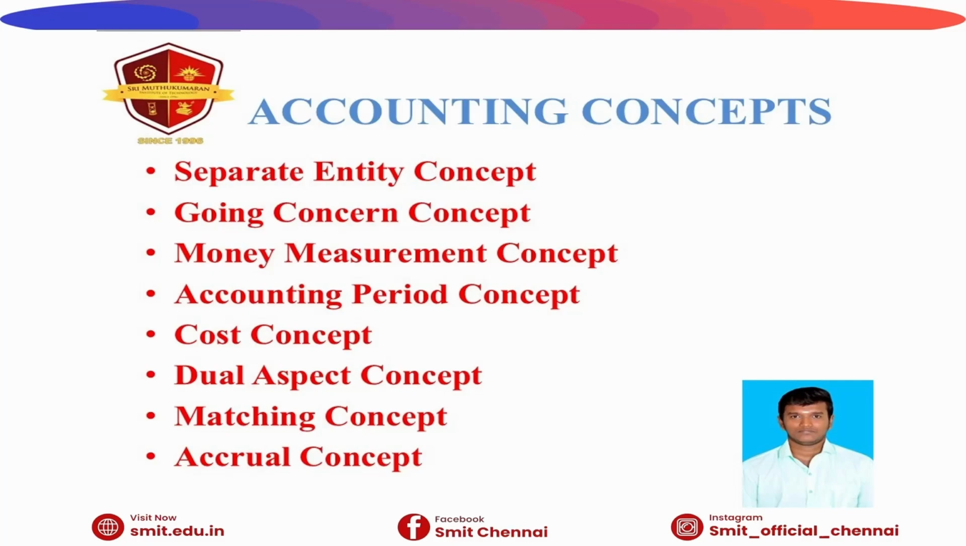And then cost concept. Assets are recorded at the original purchase cost. Next, dual aspect concept. Every transaction has two sides, debit and credit. Matching concept means expenses should be matched with revenues they help generate. Last, accrual concept, record income and expenses when they occur, not when cash changes hands.